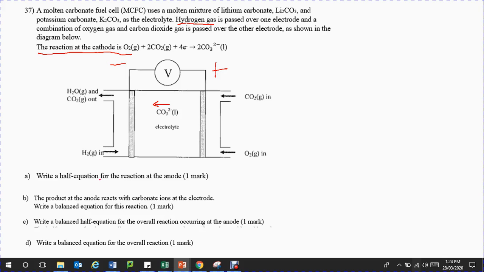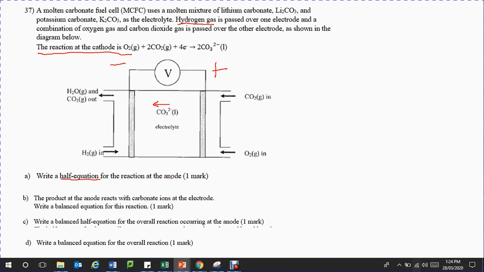So the first question says, write a half equation for the reaction at the anode. It tells me it's a half equation. The word half equation is used to describe half an equation for redox reactions. So it's either going to be a reduction or an oxidation equation, and I'm going to be including the loss or the gain of electrons. So this is what it's asking me to do.